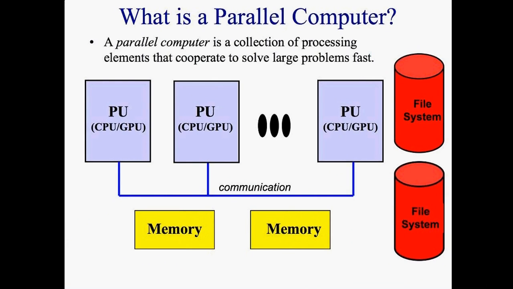So basically, everything we do in the future, we'll be using parallel computers to do it. A parallel computer is a collection of processing elements that cooperate to solve large problems fast, or at least faster than they can be done on a single processing unit. So here's a little picture of what a parallel computer looks like. Basically, there are some processing units which are able to communicate amongst each other. They share memory and they share a file system. These processing units can be the CPUs that we're typically used to, or they could also be the graphical processing units I mentioned.